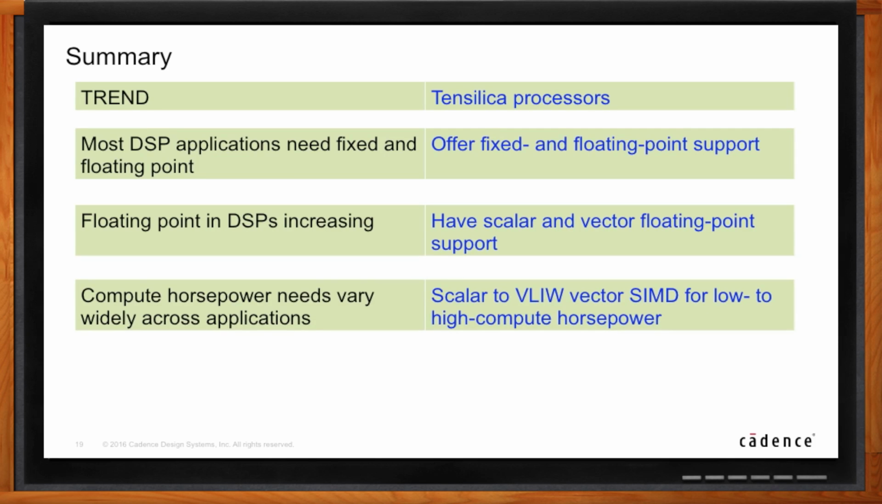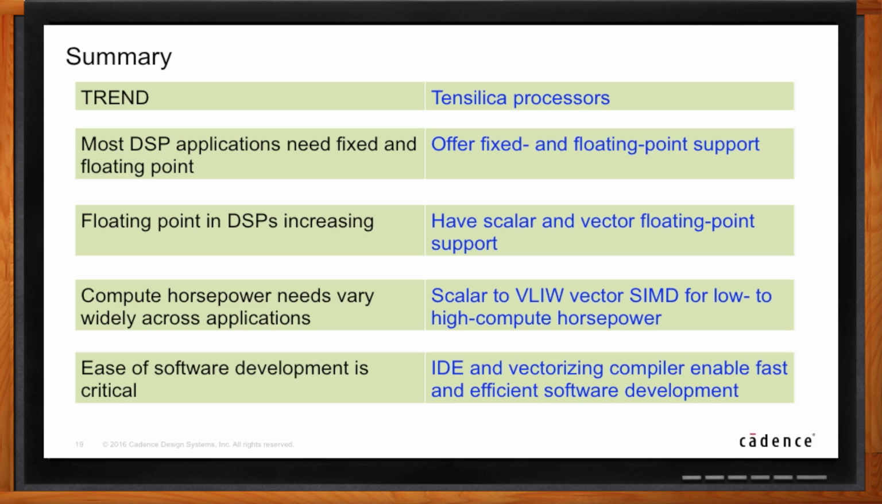The compute horsepower is very different across applications. So as we saw, there was variable processing with low-end needs, all the way to communications and vision processing with very high-end needs. So Tensilica processors cover the low-end needs and the high-end needs with processors with varying SIMD and VLIW capabilities. Finally, the ease of software development is an important aspect. Tensilica IDE, the Tensilica Integrated Development Environment using the Xtensa Xplorer, and the auto-vectorizing compiler that we just saw give you a very fast and efficient software development environment.